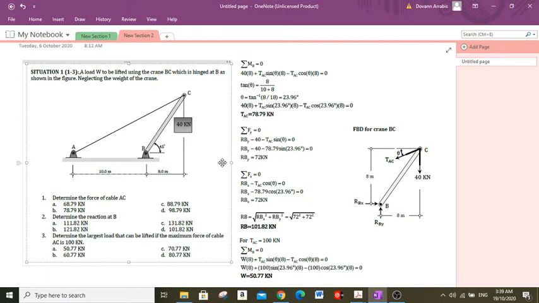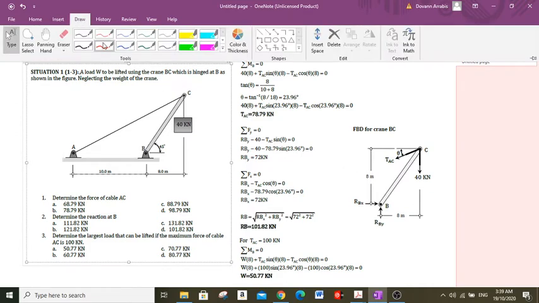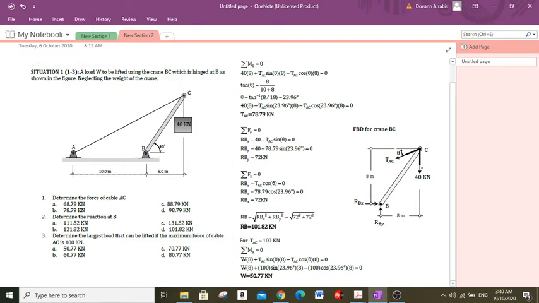We will draw the free body diagram of member BC. As we can see, member BC has connections at point B and at point C. At point B, it is a hinge support. And at point C, there's a cable supporting this crane. So to draw the free body diagram, as we can see, we have the free body diagram.